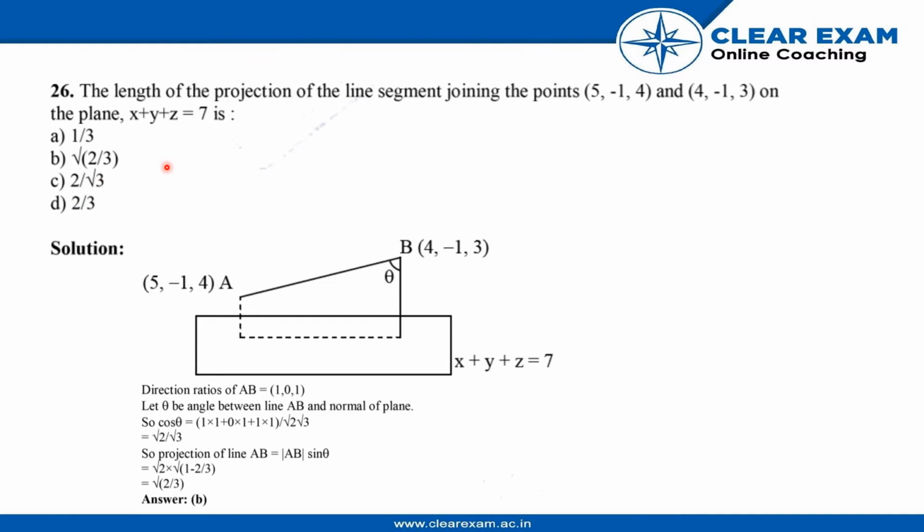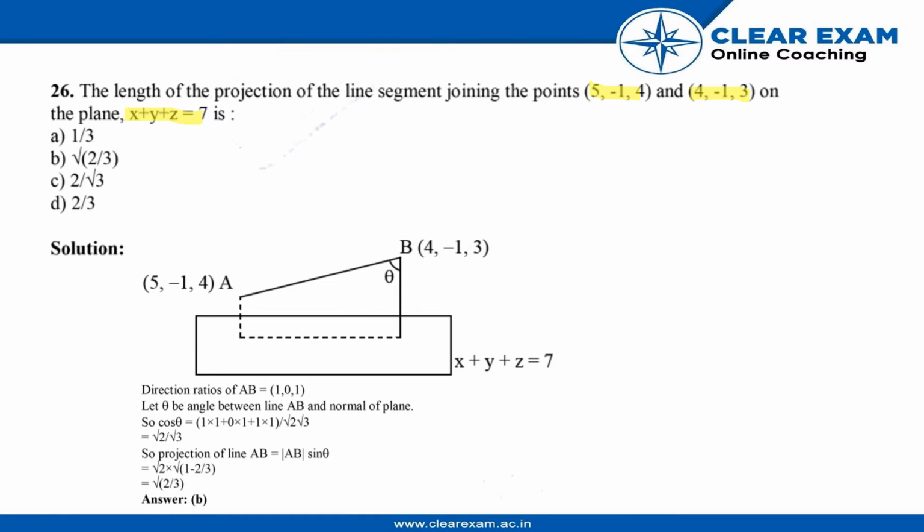Hello everyone. So let's discuss the given problem. What we need to find is the length of the projection of the line segment joining these particular points 5, 1, minus 1 and 4, minus 1, 3 on the plane x plus y plus z equal to 7. Right? So the options are given as this.